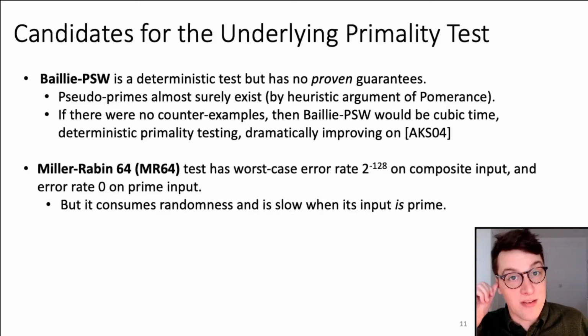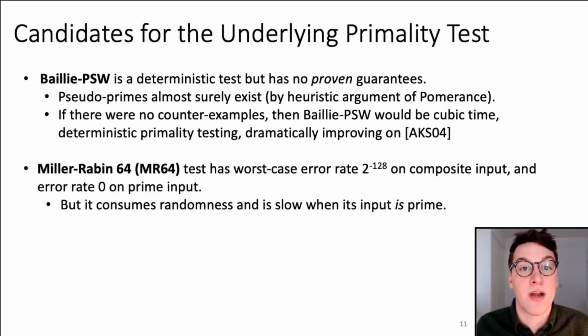Now we know the error rate of Miller-Rabin very well, and we know that 64 rounds will have a worst case error estimate of 2 to the negative 128 on composite input and 0 on prime. But this test does consume randomness, and when the input is prime, then all 64 rounds of the test will have to complete, which can mean it can take a little bit longer.